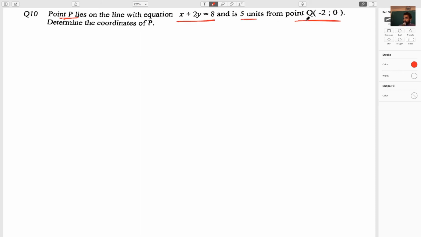So the question says the point P lies on the line with the equation blah, blah, blah, and it is 5 units from the point blah, blah, blah. Determine the coordinates of P. How do we do it? This one is actually quite tricky. It took me a while to figure it out.